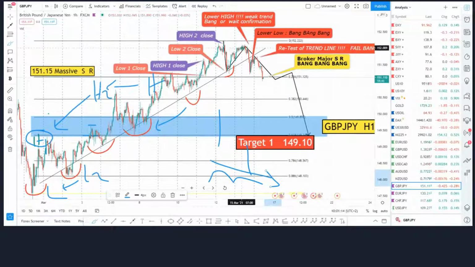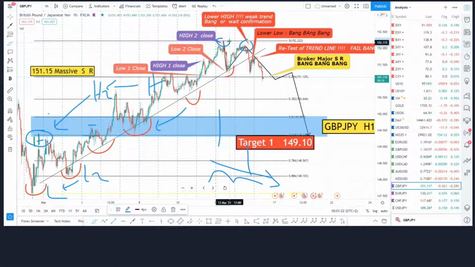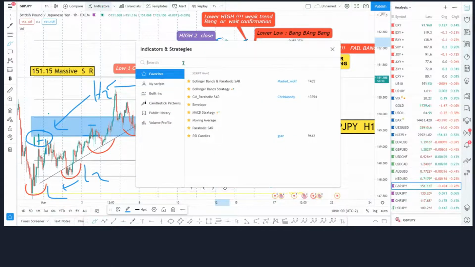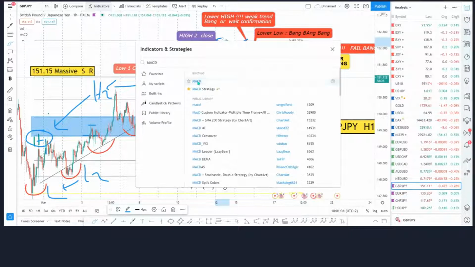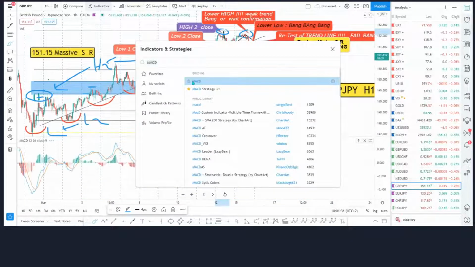So the trend is exhausted. What I'm talking about is the MACD. We are seeing a divergence right here, spot the divergence, right? So let's open the MACD and see if the MACD did make a divergence or not. We're going to go to the indicators right there, and we're just going to type MACD. The MACD is one of the strongest divergences you can get. Okay, guys.